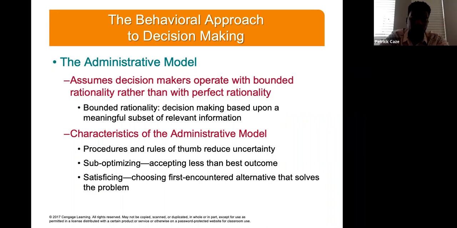Some characteristics of the administrative model. Procedure and rules of thumb reduce uncertainty, all right? Sub-optimizing, accepting less than the best outcome, all right? Choosing the first encountered alternative that solves the problem, okay? So when we're talking about sub-optimizing, we're not looking for the perfect answer. We're looking for the answer that works. It may not necessarily be the best choice or the best alternative, but you know what, it works for right now, and we're gonna go with it.